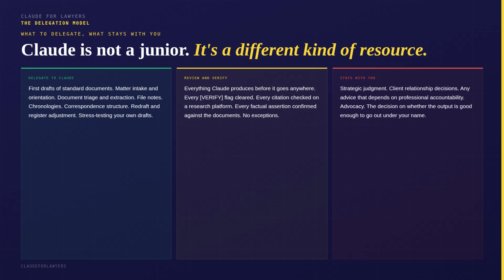The difference is not the tool, it's the workflow around it. What stays with you, and this is the column that never changes, regardless of how good the AI output gets, is professional judgment. Strategic decisions about a matter. Advice that depends on your professional accountability. The decision about whether the output is good enough to go out under your name.